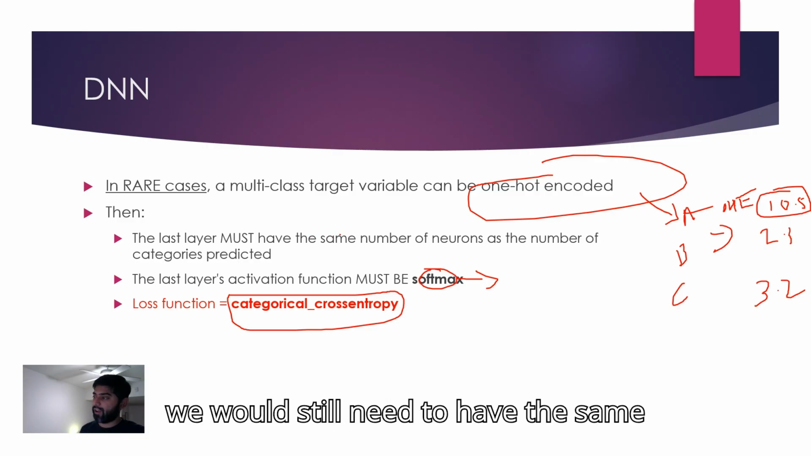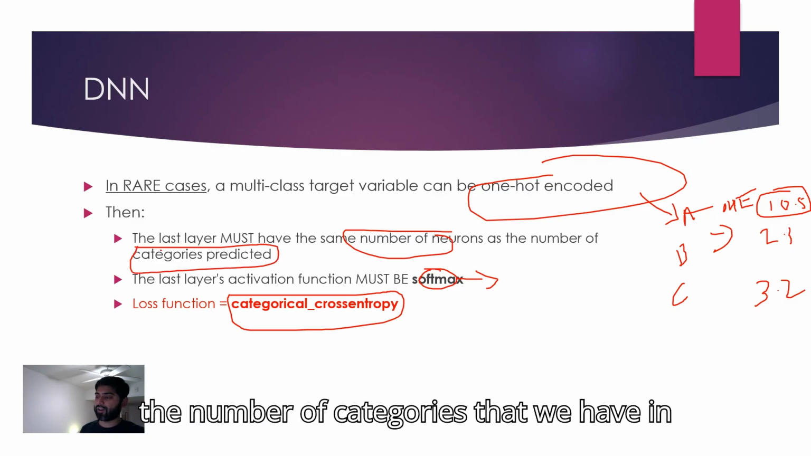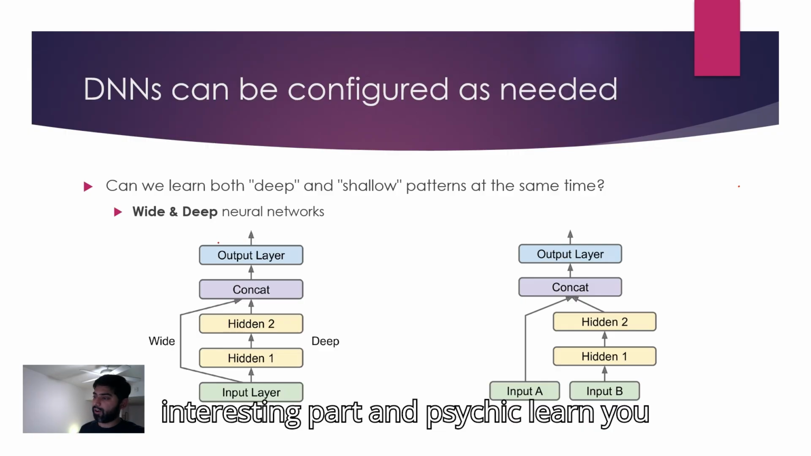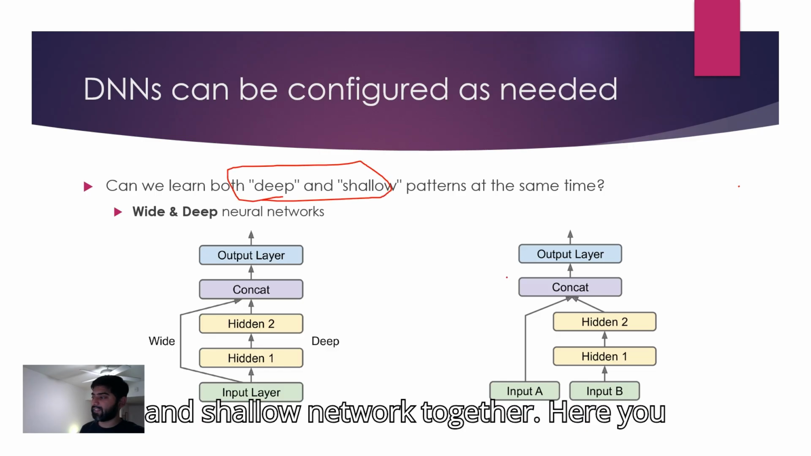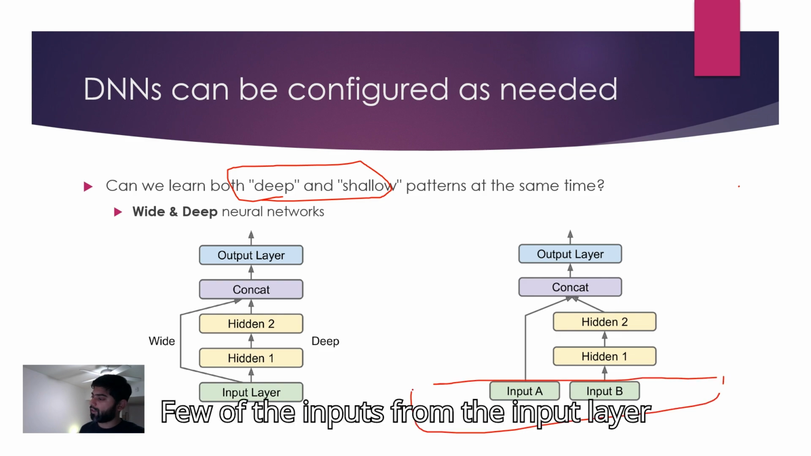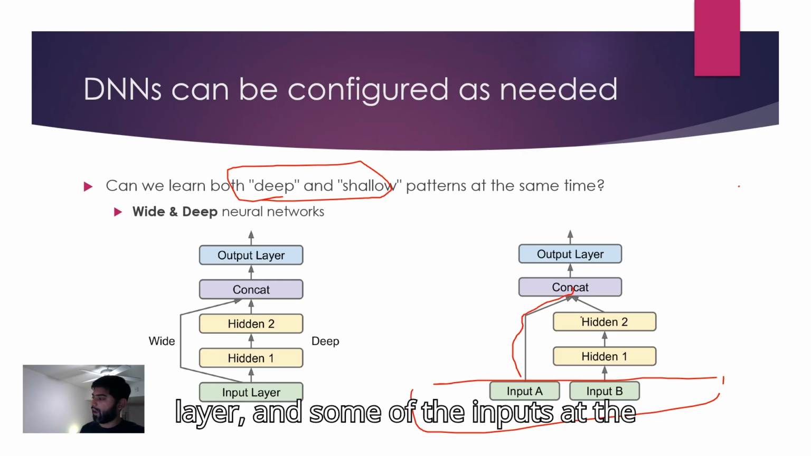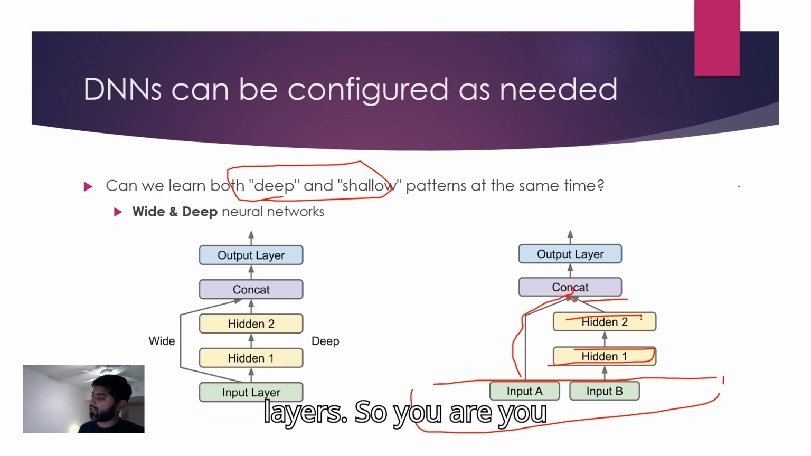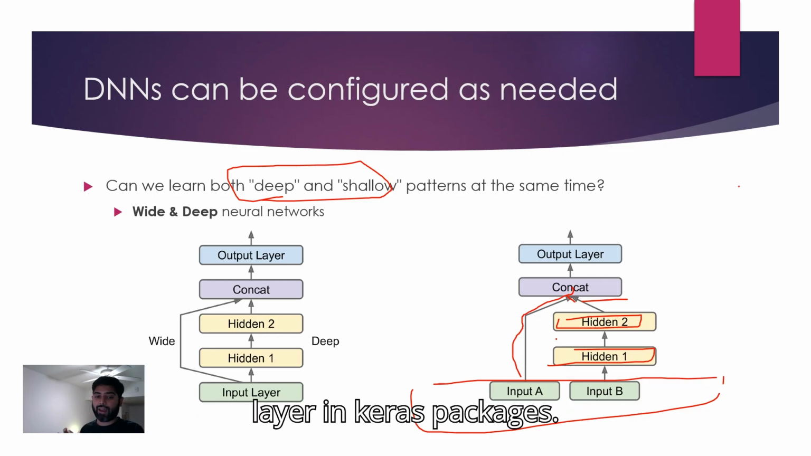Just note that we would still need to have the same number of neurons in the output layer as the number of categories that we have in the target variable. Here's the interesting part. In scikit-learn, you cannot do this deep and shallow network together. Here you can slice the network. For example, a few of the inputs from the input layer can go directly to the output layer, and some of the inputs at the same time can go through multiple hidden layers. So you have the ability to slice the input layer in Keras packages.